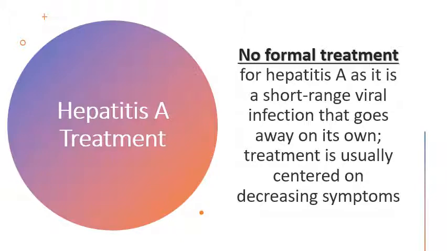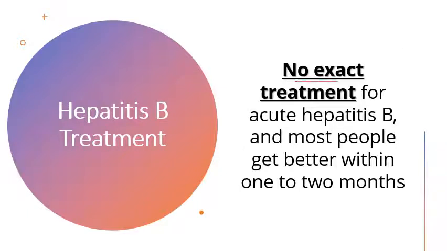So Hep A, there's no formal treatment. It's self-limiting. It'll die on its own. It'll be okay. Hep B, there's no exact treatment, and most people get better within 1 to 2 months. So that's the common consensus by UpToDate. Now there are instances where you can use antibodies for treatment, but that's really for an acute fulminant hepatitis B infection that people really need treatment for.